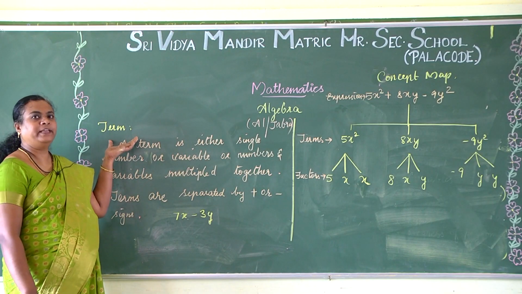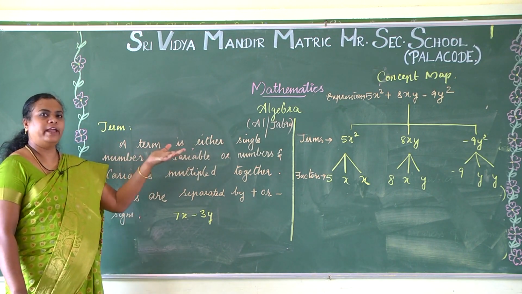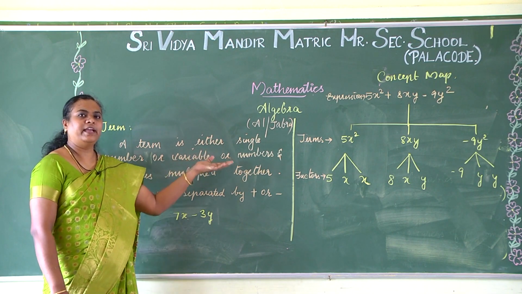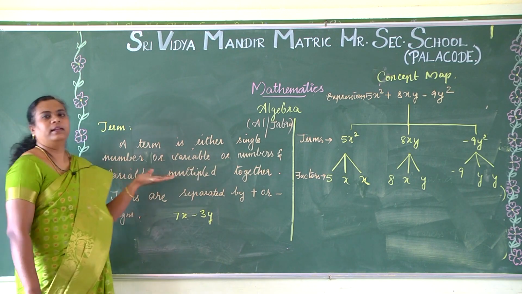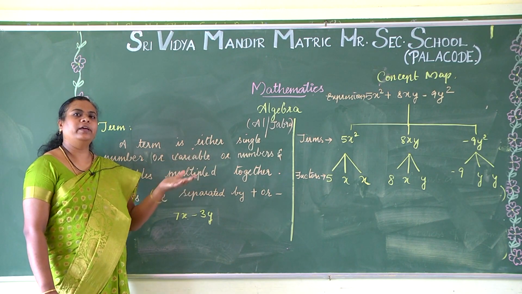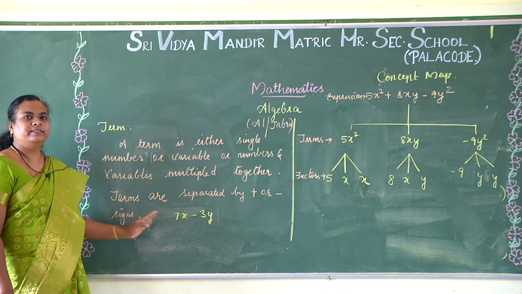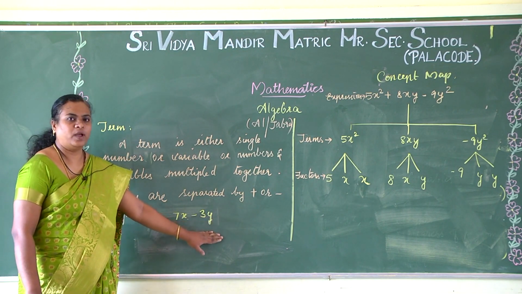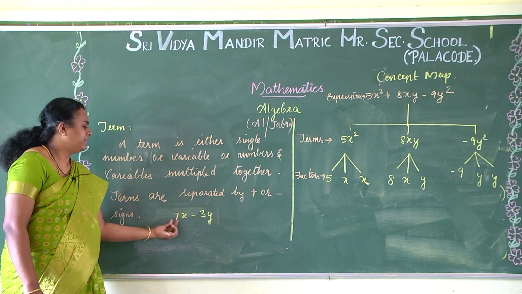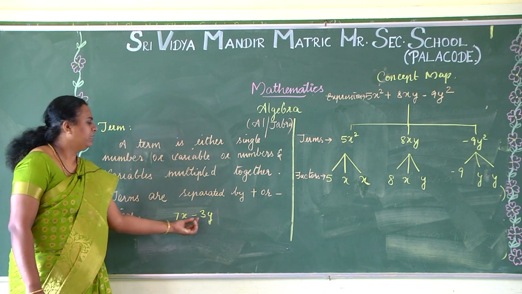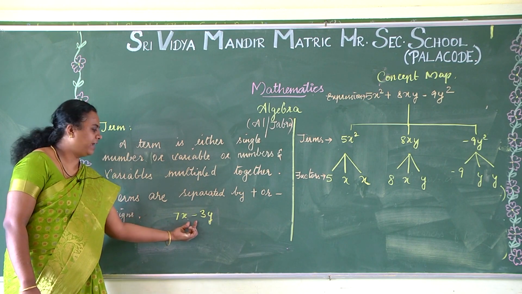Now, let us see the topic term. A term is either a single number like 3, 4, etc., or a variable like x, y, etc., or a number and variable multiplied together like 3xy, 4x square, etc. Terms are separated by plus or minus sign. Example: 7x minus 3y. In this expression, 7 is a number, x is a variable, 7 and x are multiplied together, 3 and y are multiplied together, and both the terms are separated by the minus sign.